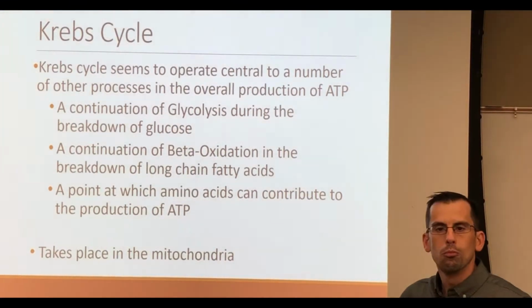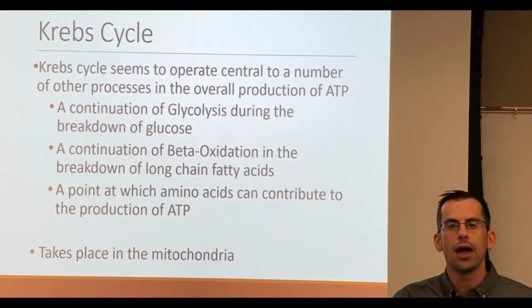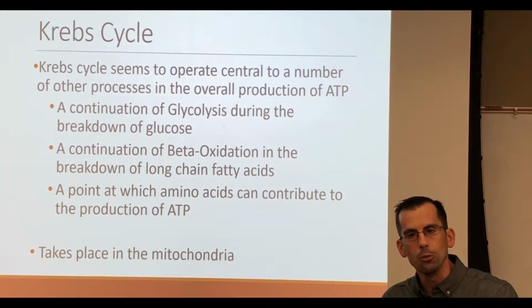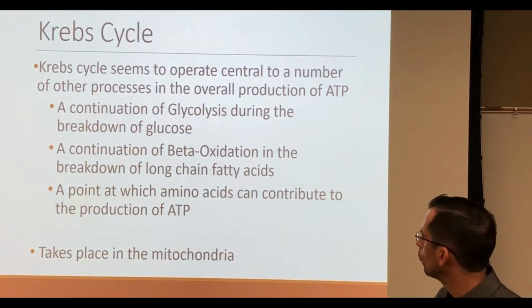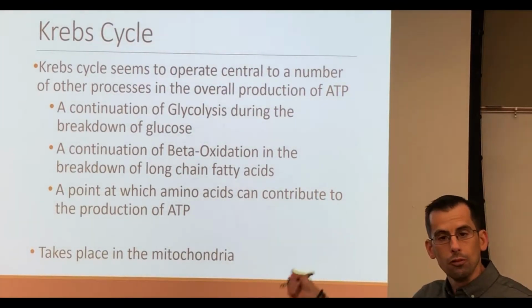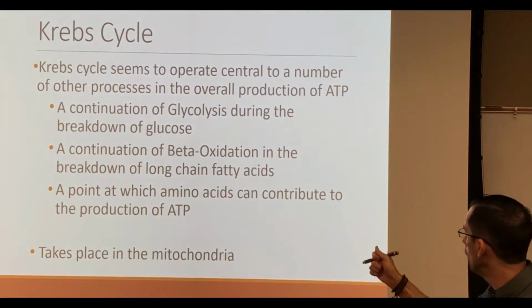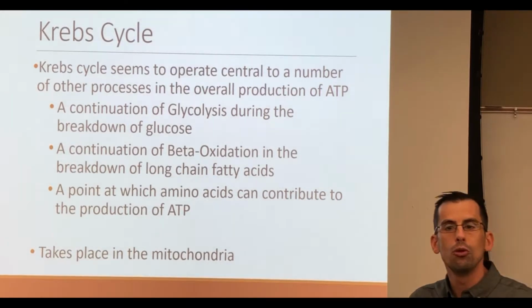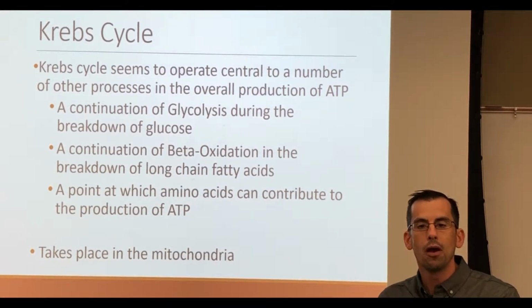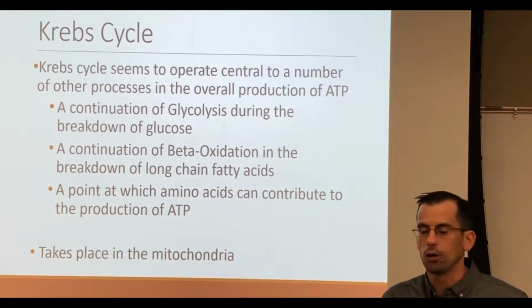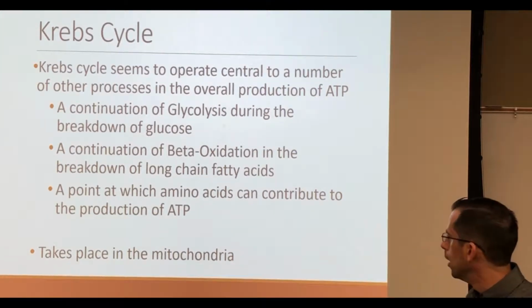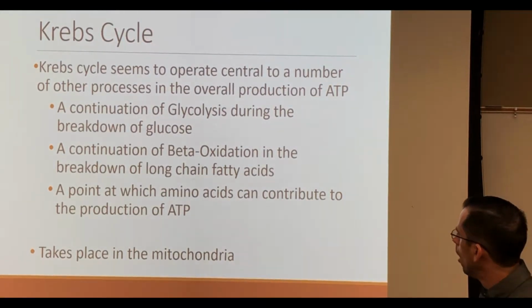Beta oxidation, when we chip off those long-chain fatty acids into 3 carbon subunits. Those 3 carbon subunits are acetyl CoA that begins the Krebs cycle. Even amino acids, if we choose to use those as an energy source, various amino acids can jump into Krebs cycle at varying spots along the way into production of ATP.